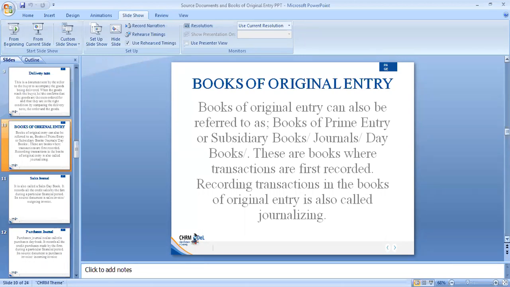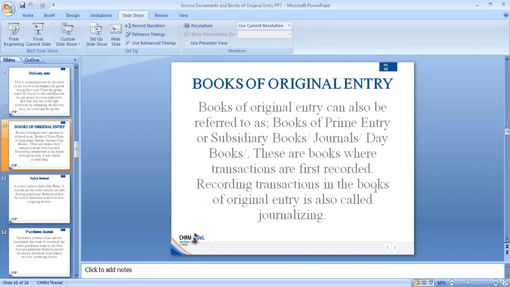Okay. Those are the source documents. Having talked about the source documents, now we can go to what we call the books of original entry. The books of original entry have quite a number of names that we can refer to, which actually mean the same thing. They are also known as the books of prime entry. They can be called the subsidiary books, the journals, the day books. Even sometimes they are known as the diaries.